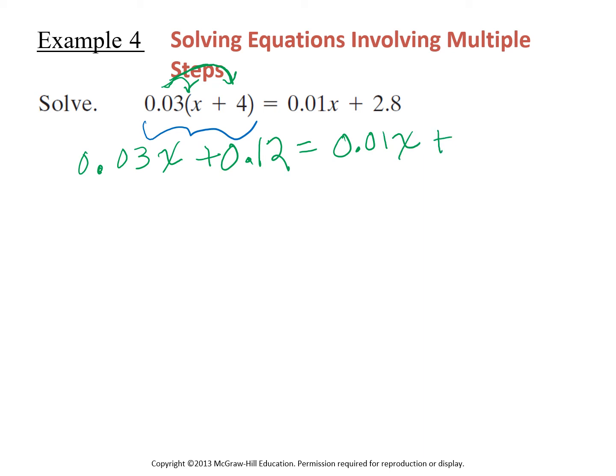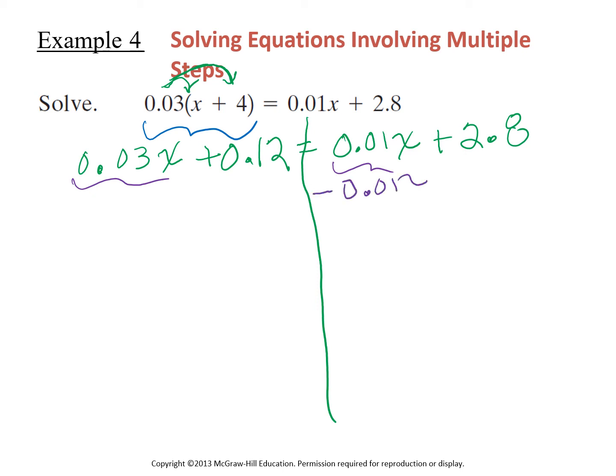And on the right I have 0.01x plus 2.8. So what I see is that I have x's on both sides of this equation, so it's going to take 3 steps to solve. And the first step is to work with the variable terms. And so I have 0.03x and 0.01x. So I'm going to subtract 0.01x on both sides of the equal sign.